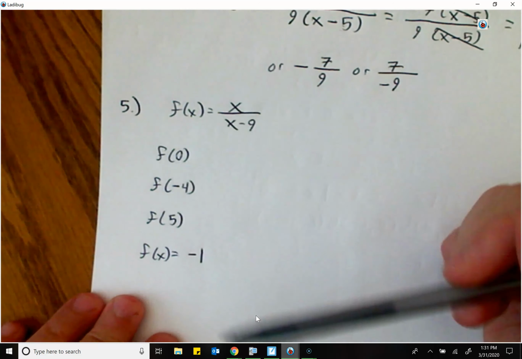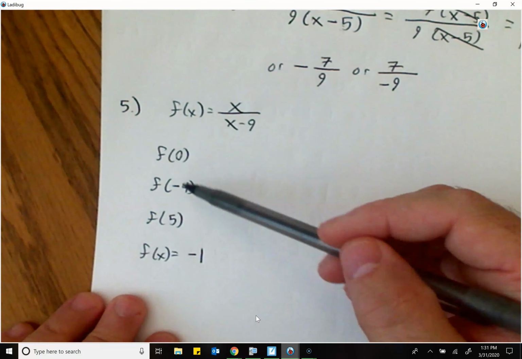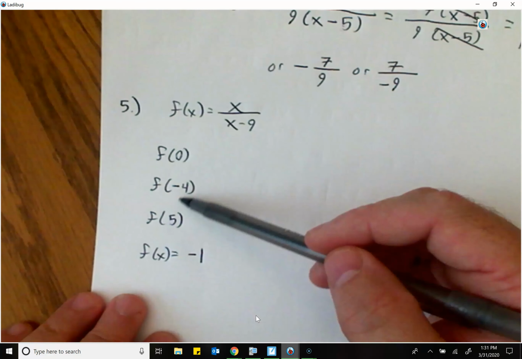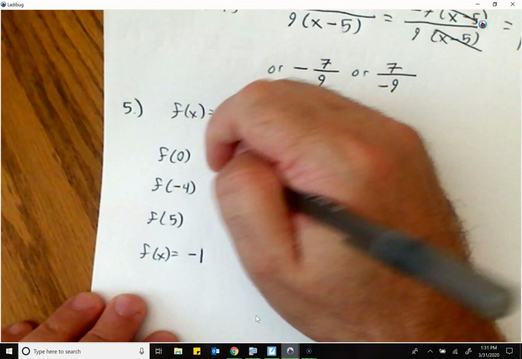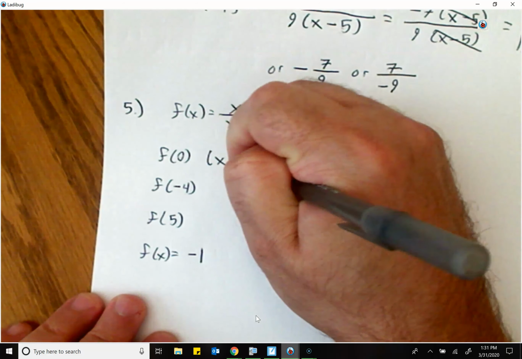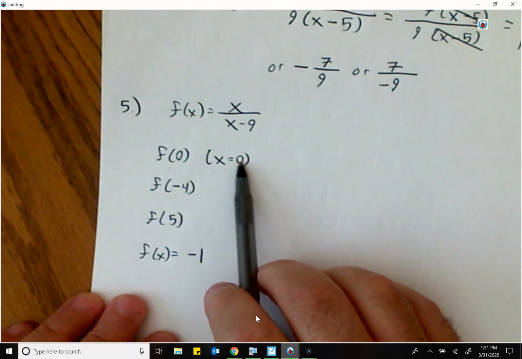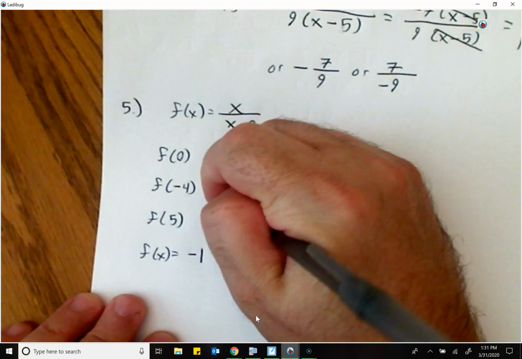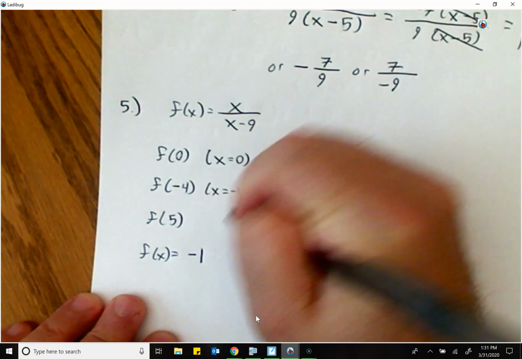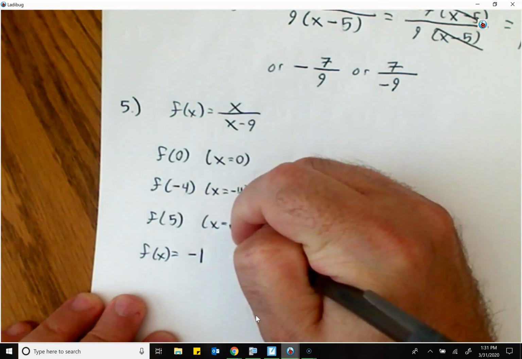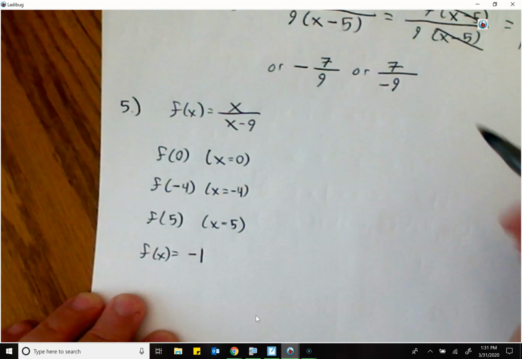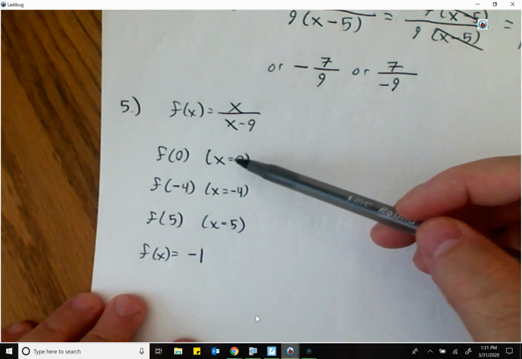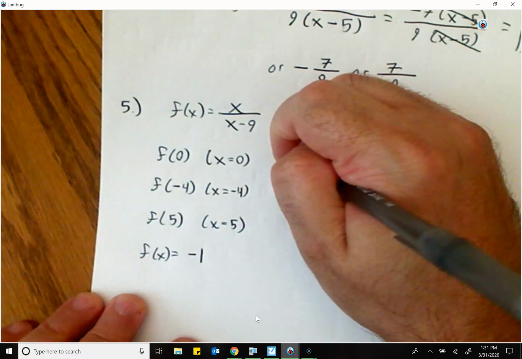And here's what's going to happen. All these values that are inside these parentheses, remember this is telling you what x is. They are telling you here that x is equal to 0. They want you to plug that in and solve for y. The same thing for both of these. They're telling you that x is equal to a negative 4. They're telling you that x is equal to a 5. So all they want you to do is plug these values in for x and tell us what the answer is.